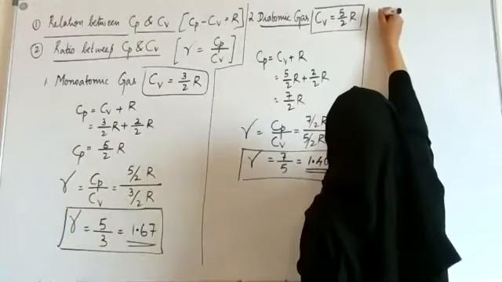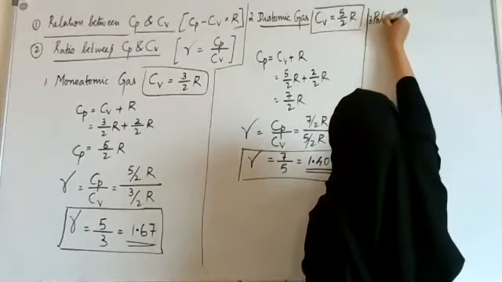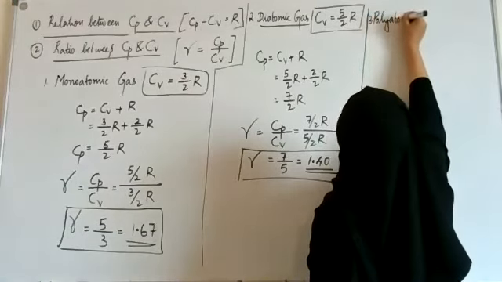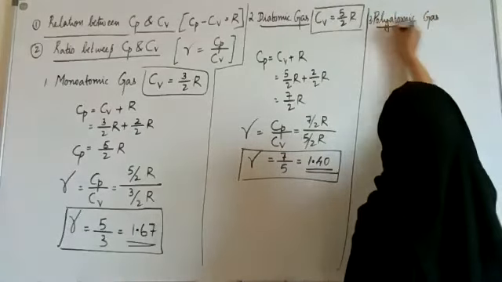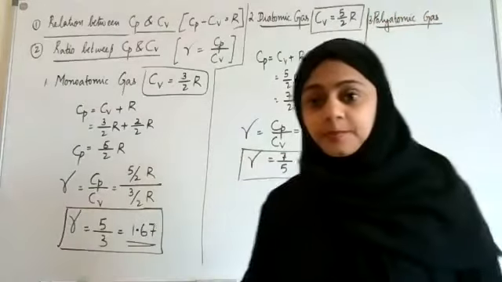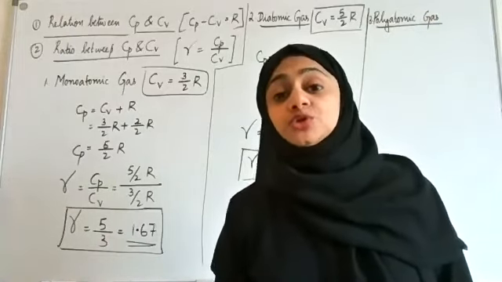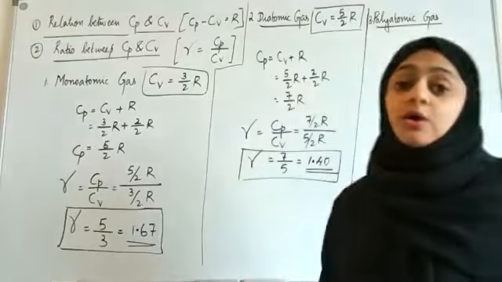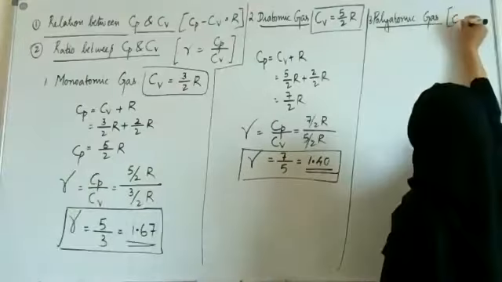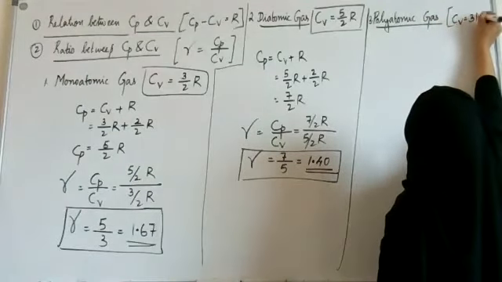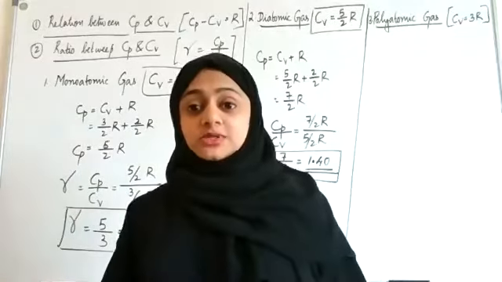Now, let us consider polyatomic gas. What is meant by polyatomic gas? Gas molecules which have more than two atoms in their molecule are called polyatomic gas. And for polyatomic gas, CV is equal to 3R. See, it's not a fraction. CV is equal to 3R.